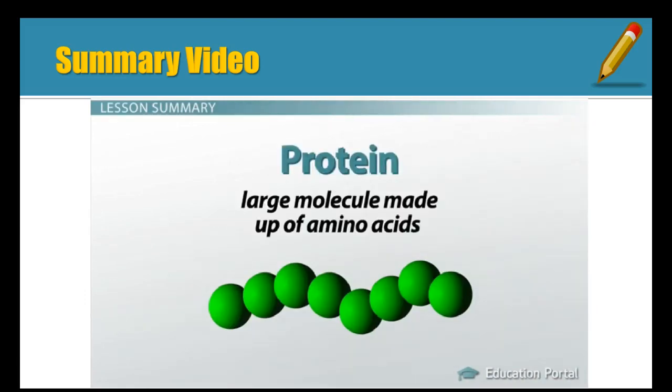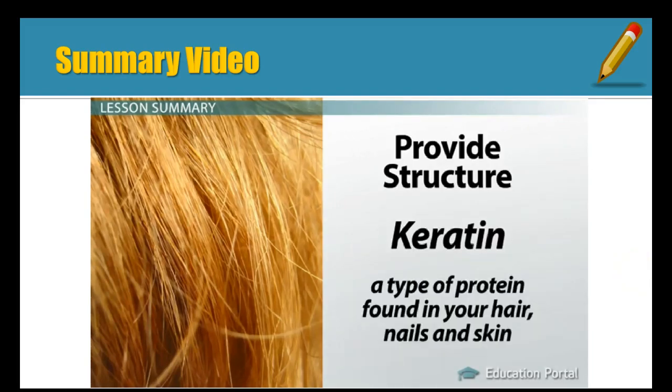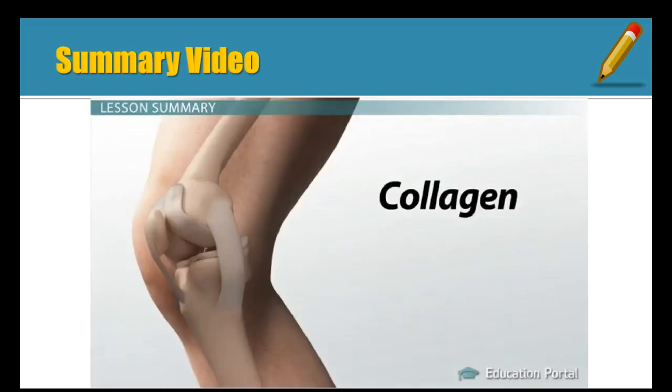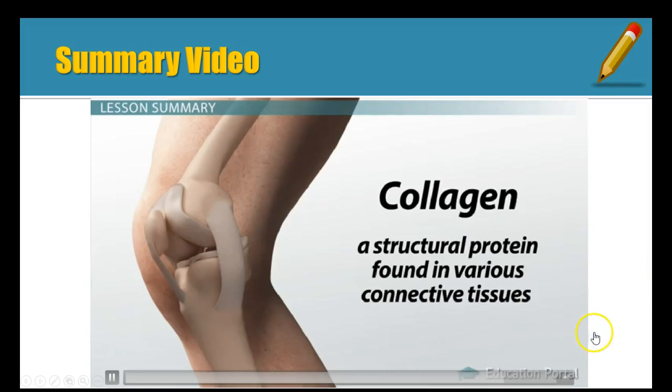Protein is a large molecule made up of amino acids that is capable of carrying out many important functions in your body. It can be used to provide structure, like we see with keratin, which is a type of protein found in your hair, nails, and skin, and in collagen, which is a structural protein found in various connective tissues, such as your ligaments and tendons.